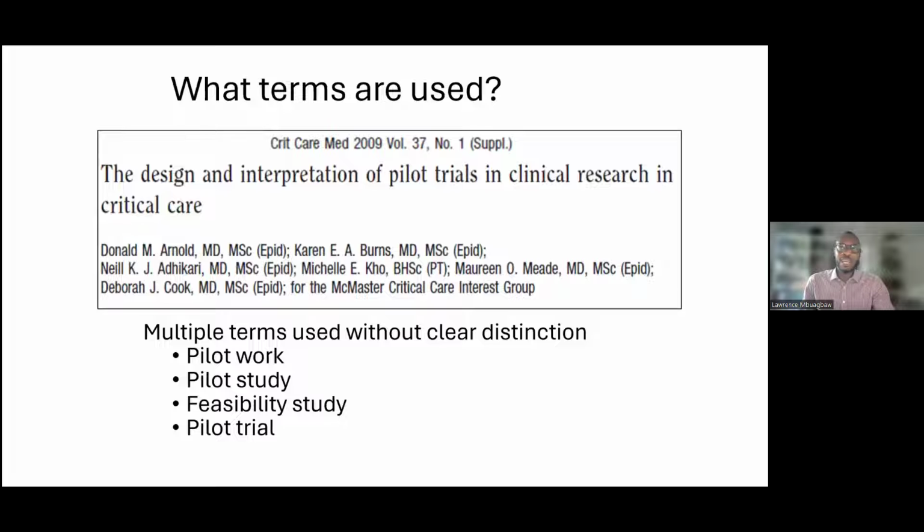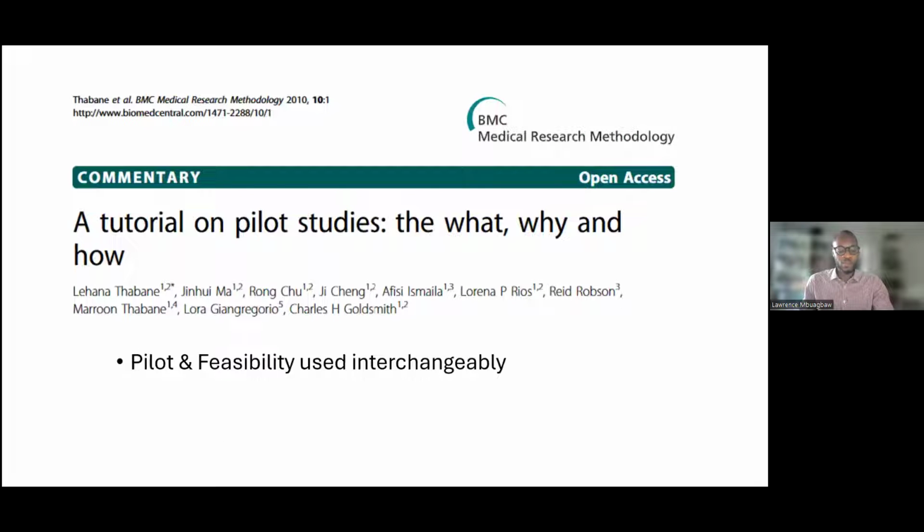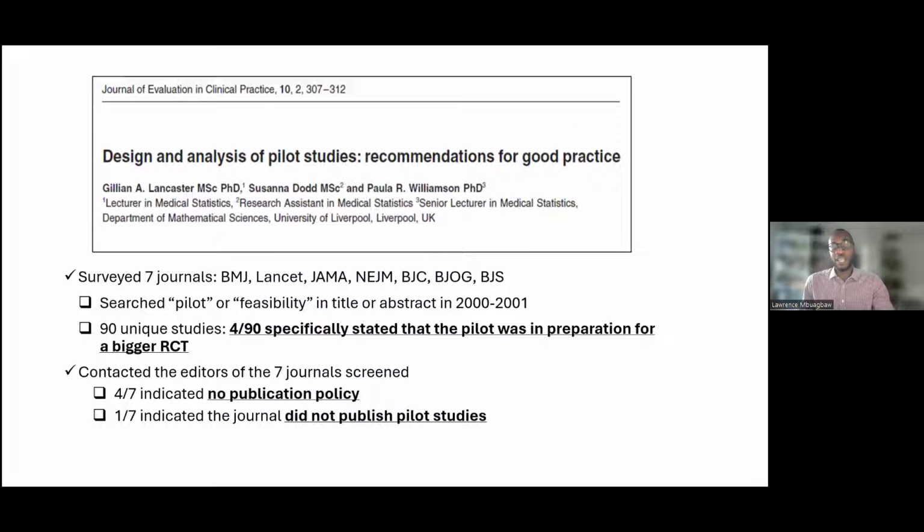Further, if you look at the kinds of terminology that are used, there's also no clear distinction between what people call pilot work, pilot study, feasibility study, and pilot trial. And these are all used interchangeably, right? And people don't really clarify what they mean. But further down the line, I will explain to you what the difference between a pilot and a feasibility study is. The problem is further confounded by the fact that journals themselves have no clarity on how to deal with pilot and feasibility studies.